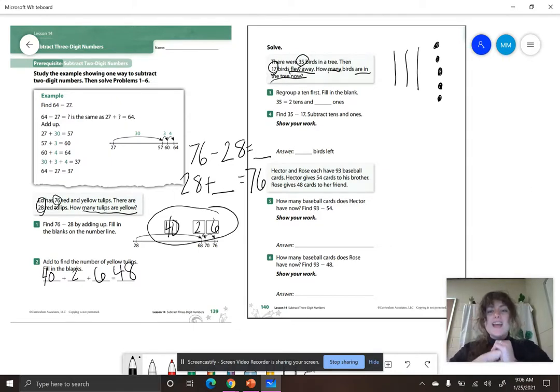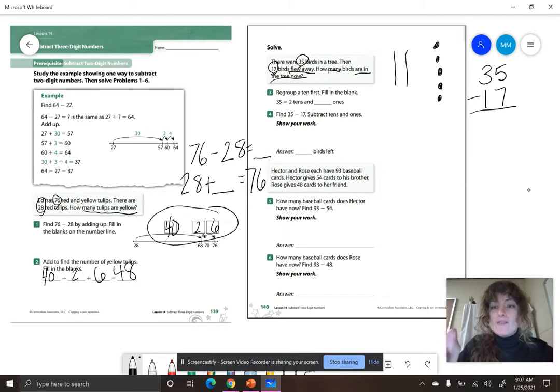It says regroup a 10 first. Fill in the blank. So remember, Smarties, when I am subtracting, so 35 minus 17, I always start with my ones place. In my whole, I only have 5 ones. Can I take away 7 ones from 5 ones? No, so I have to regroup or unroll a 10. So I'm going to unroll a 10 into how many ones? 1 ten is the same as 10 ones. So these 5 ones are not going anywhere. Say those 5 ones aren't going anywhere. We're just putting those 10 ones with the 5 ones we already have.